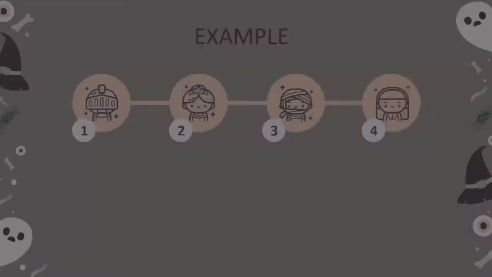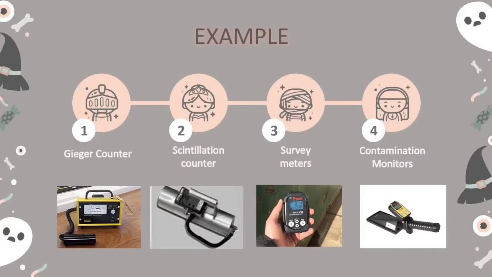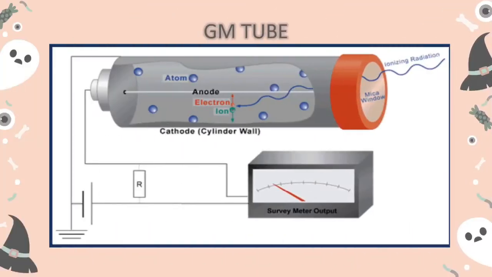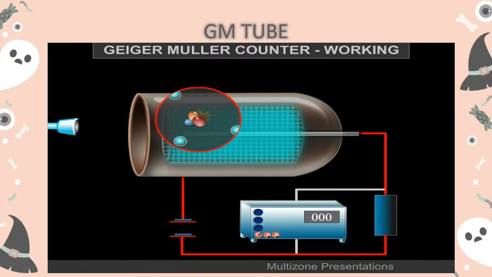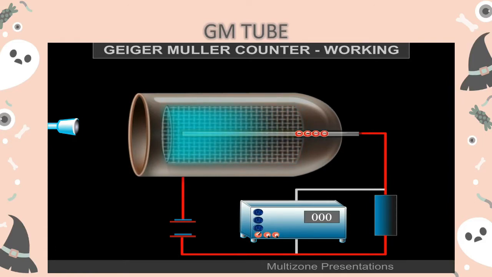These are some examples of portable radiation monitors that might have a different probe or detecting head, such as GM tube, scintillation detectors, ionization chamber, and others. This is the schematic diagram of a GM tube that operates when the ionizing radiation penetrates the mica window. Beta particles will be attracted to the anode due to negative charge and will be read by the survey meter output as the measurement. Due to low penetration level, alpha particles will be attracted directly to the cylinder wall or cathode. Then the measurement will show on the readout.